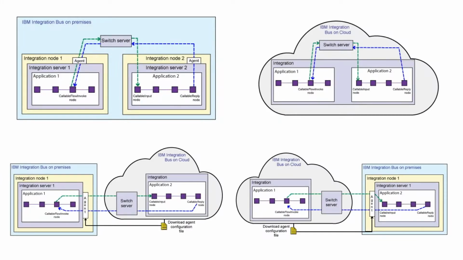The message flows can be deployed to IIB on-premise or to IIB on cloud. When the message flows are deployed to different integration servers, a separate switch server is needed for routing data, and an agent file is needed to ensure the flows communicate securely.